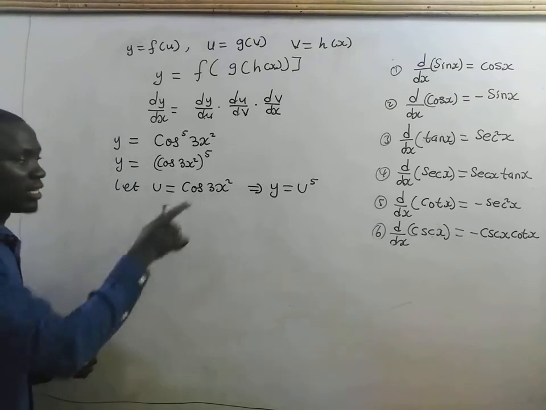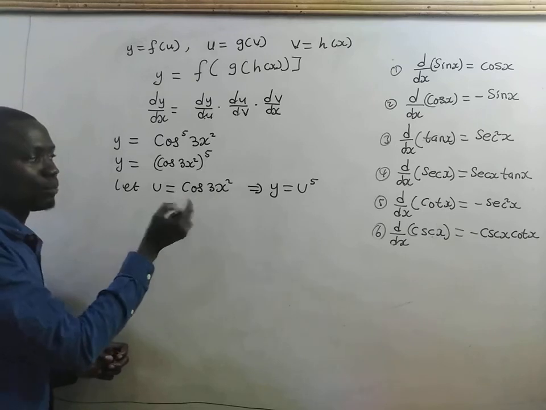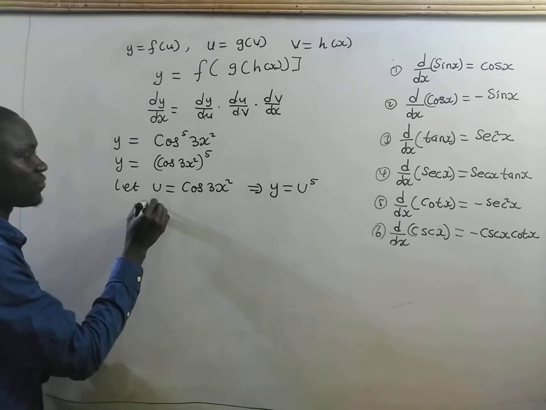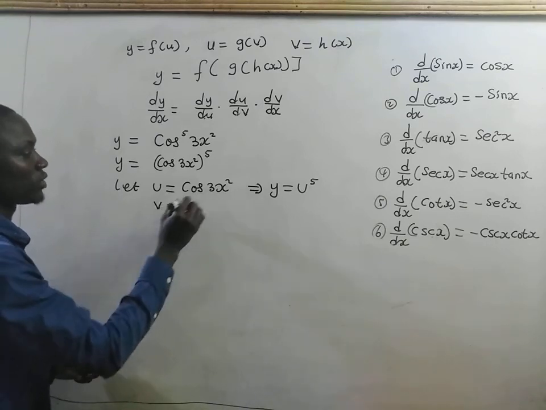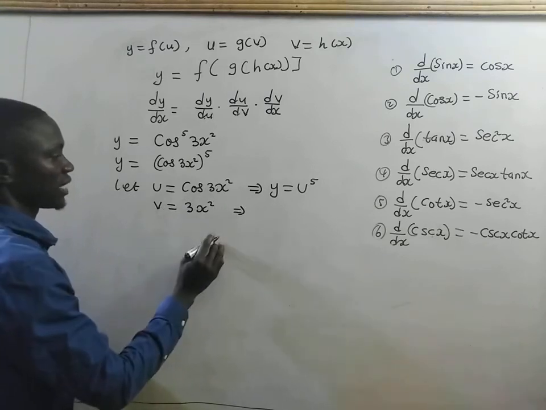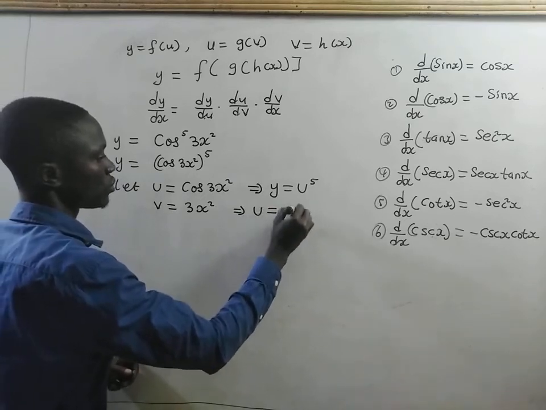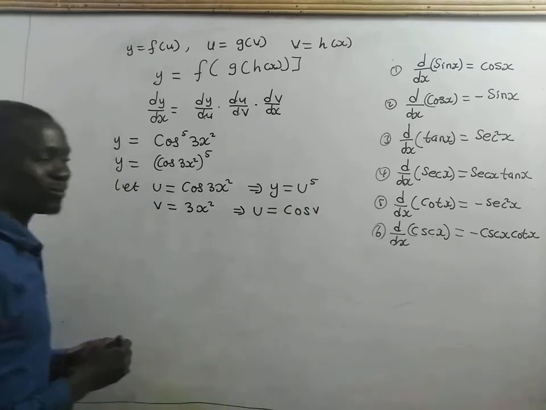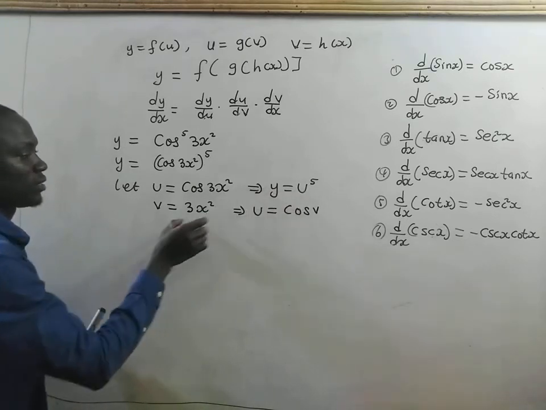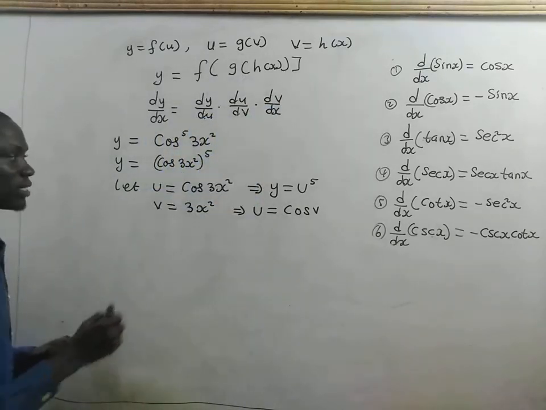Now, let's come back to this. This is also a function of a function or a composite function because cosine is taking 3x squared. So here, if I let v to be equal to 3x squared, this implies that u is also equal to cosine of v. Wow. So let's go step by step. So we have 1, 2, 3. So let's see what happens.